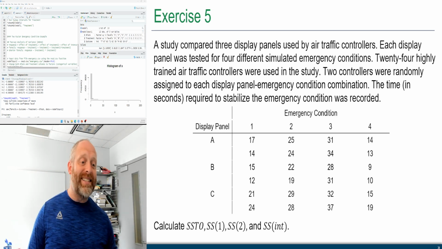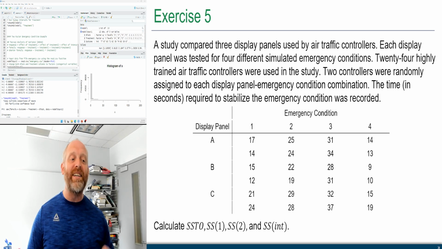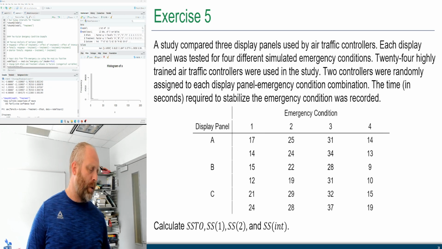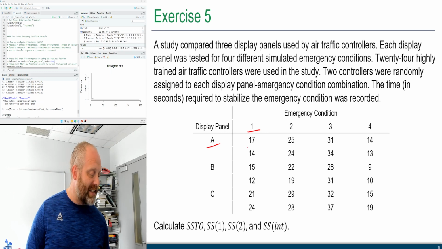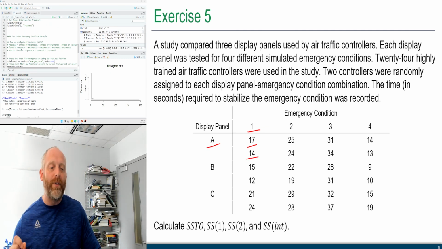All right, so the time in seconds required to stabilize the emergency condition was recorded. So when we're using display panel A and we are on emergency condition 1, the 2 experimental units, or highly trained air traffic controllers, were able to stabilize the emergency condition. One was doing it in 17 seconds, the other in 14 seconds. So obviously, what is different from the last example, the gasoline example, is the more mileage, so the outcome we wanted to be larger. We wanted more mileage in terms of the gasoline. So a smaller number means we're getting less mileage, a larger number means we're getting more mileage.